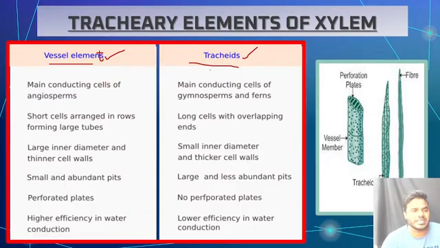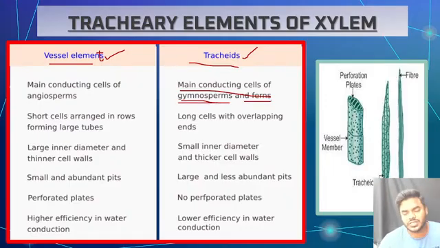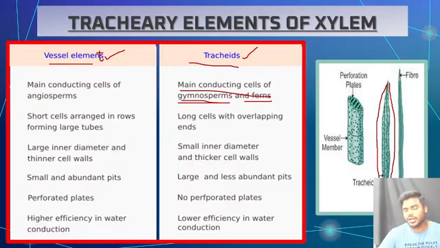Let's talk about tracheids first. Whatever points I highlight, I want you to concentrate on those points majorly. Tracheids are the major conducting element of the xylem, especially in the gymnosperms and ferns, but not in the angiosperms. All the students look into the diagram. Very simple to remember: tracheids are elongated, spindle fiber in shape.